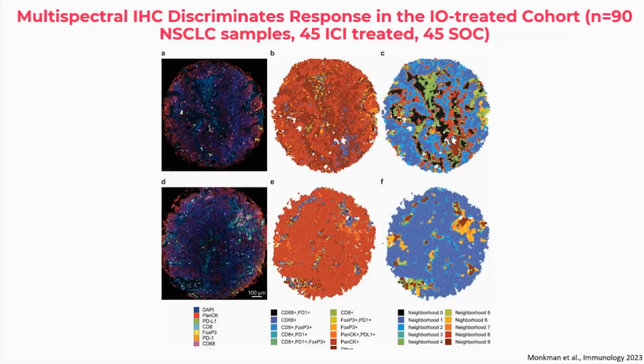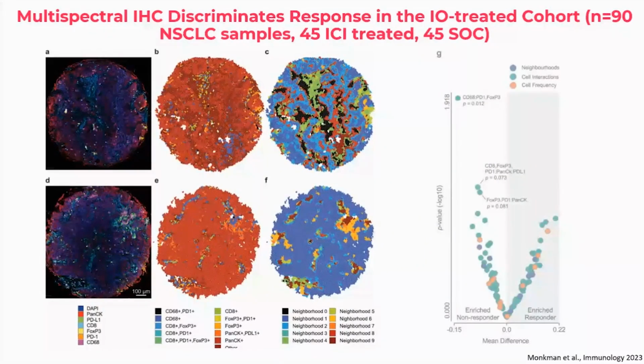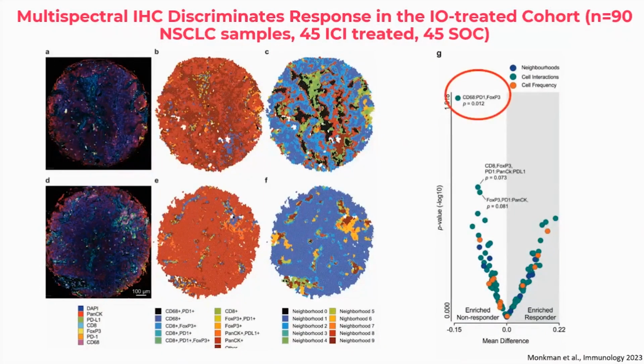And we could ask the question, what was the enrichment of the neighborhoods between the patients that responded to therapy versus those that didn't respond to therapy? And so we could see this CD68, PD1, FOXP3 cell interaction that was highly enriched in the non-response group. Obviously, at 6-plex, we are binning a lot of cells as other, and so your cellular neighborhood gets a lot better as your plex increases.